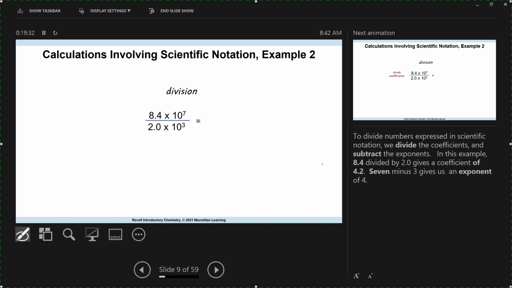Okay, and then just divided by 2E3. Okay, so 4.2 times 10 to the what? 4th. Okay, is everybody able to get that? All right, now we could do this. This one is easy enough that we could do this without a calculator. We could take 8.4 divided by 2, and we get 4.2. And then since we're dividing, we subtract the exponents. Okay, so 7 minus 3 will give us 10 to the 4th.